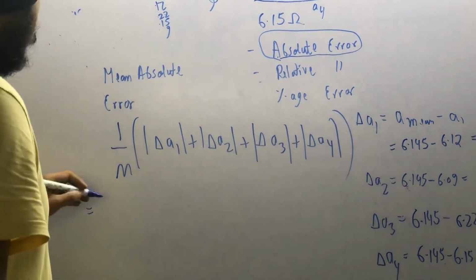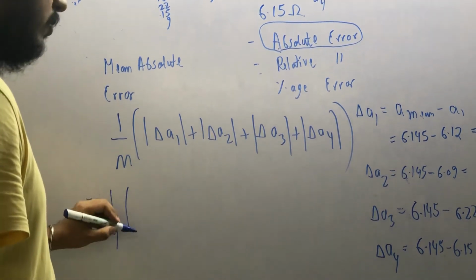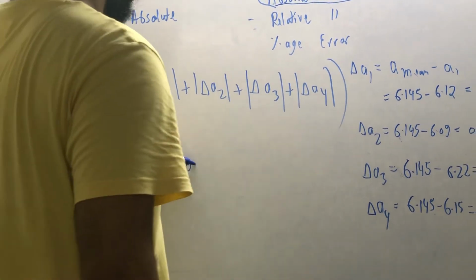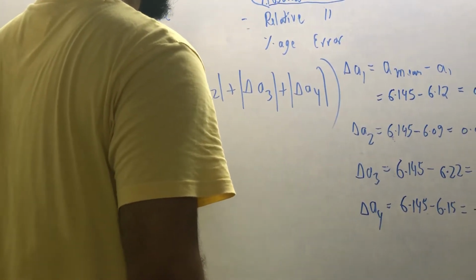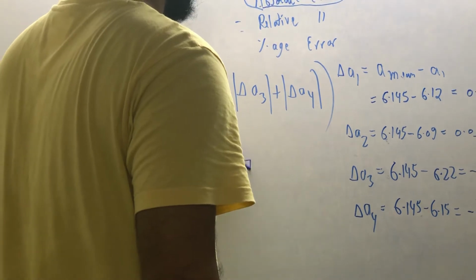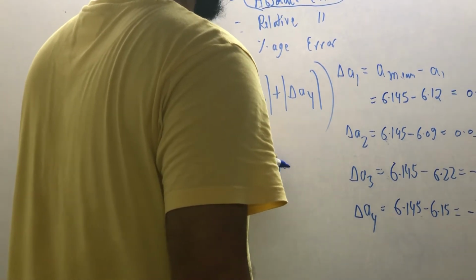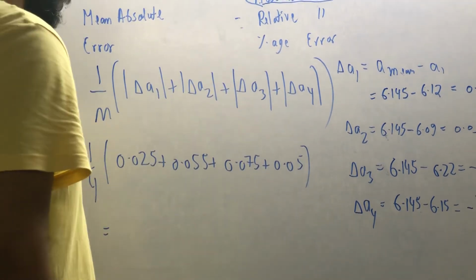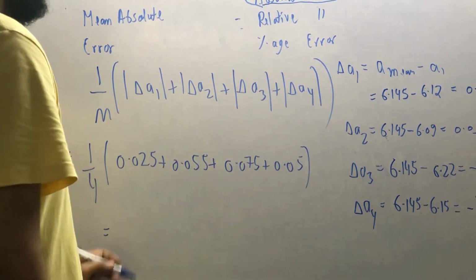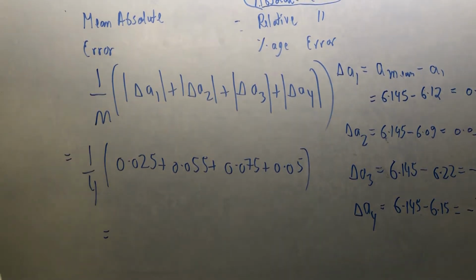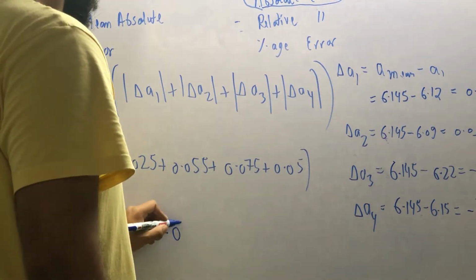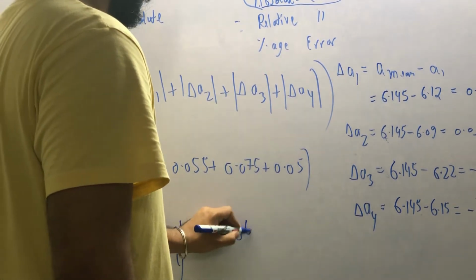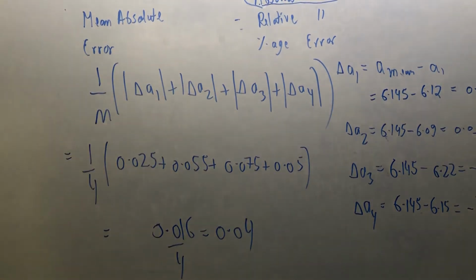Okay, so 1 upon 4 into 0.025 plus 0.055 plus 0.075 plus 0.05. Okay, so this comes out to be 0.08 plus 0.08. So 0.08 comes out to be 0.016 divided by 4. So this is 0.04. Okay, so this is the mean absolute error.